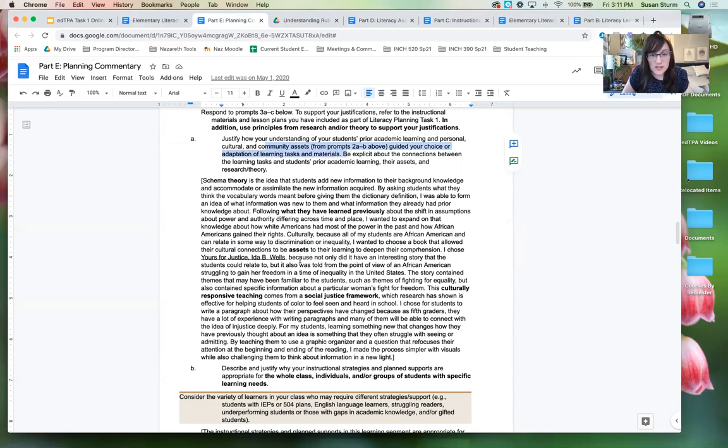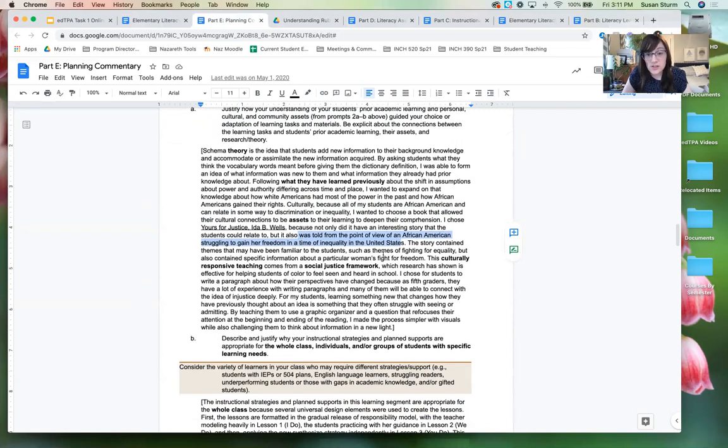I chose the text because not only did it have an interesting story, but it was also told from the viewpoint of an African American struggling to gain her freedom in a time of inequality. The story contained themes that were familiar to the students, fighting for equality, but also specific information about women's fight for freedom. This culturally responsive teaching comes from a social justice framework. Aha, where did they get that?